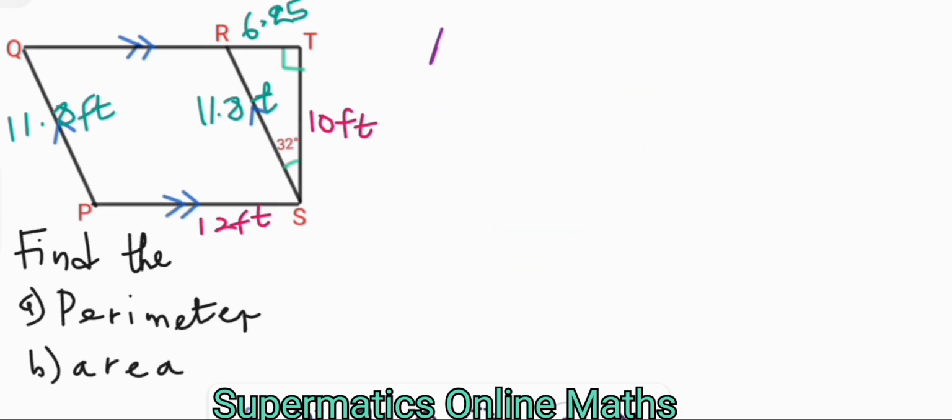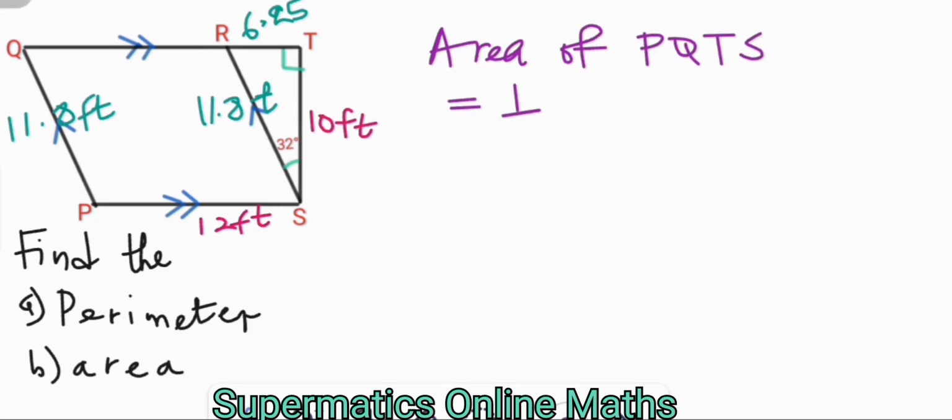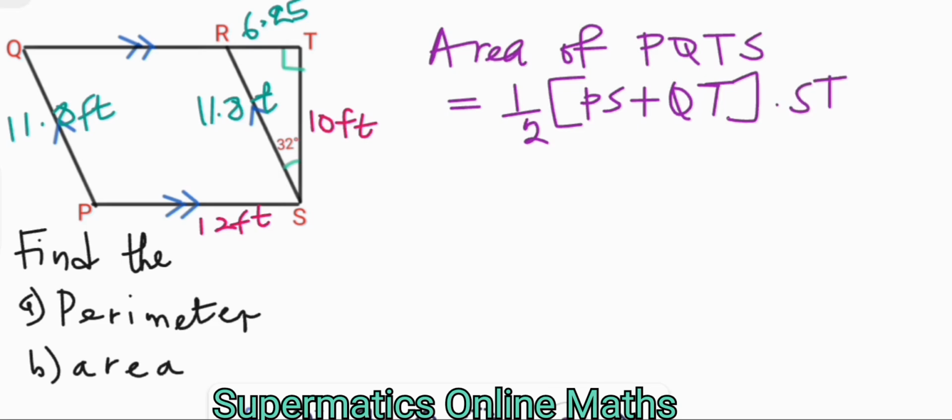And finally, the area of the trapezoid is 1/2 of the sum of the parallel sides, that's PS and QT, multiplying the perpendicular distance between the two parallel sides, which is ST.